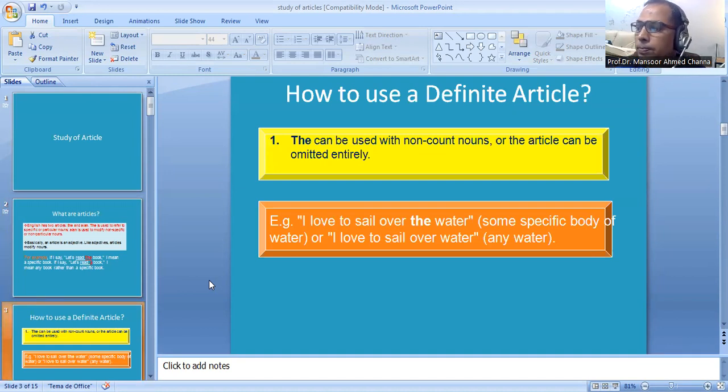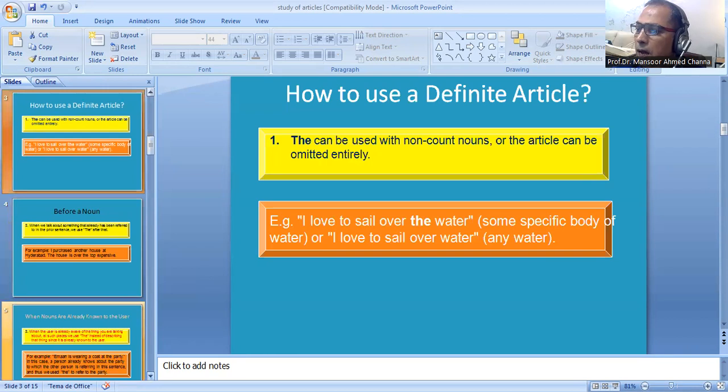How to use the definite article? The is known as the definite article. The can be used with non-count nouns, or the article can be omitted entirely. For example, if I say, I love to sail over the water, it means some specific or particular body of water, or I love to sail over water, meaning any type of water.